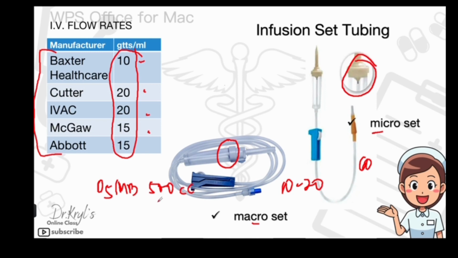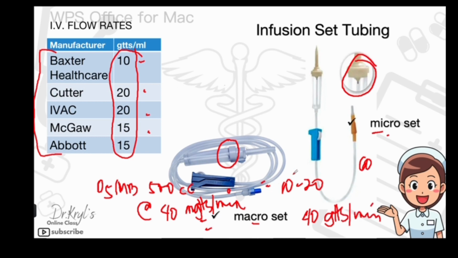D5-IMB 500 cc at sabihin na natin 40 microdrops per minute. Okay? So, pag sinabing microdrops, ito yung gagamitin nating set. Pag sinabing D5-IMB 500 cc at 40 drops per minute, so, this is macro set yung gamit natin. Okay?